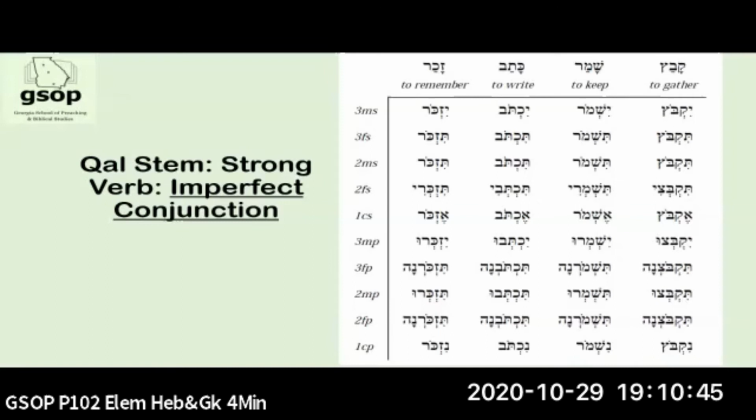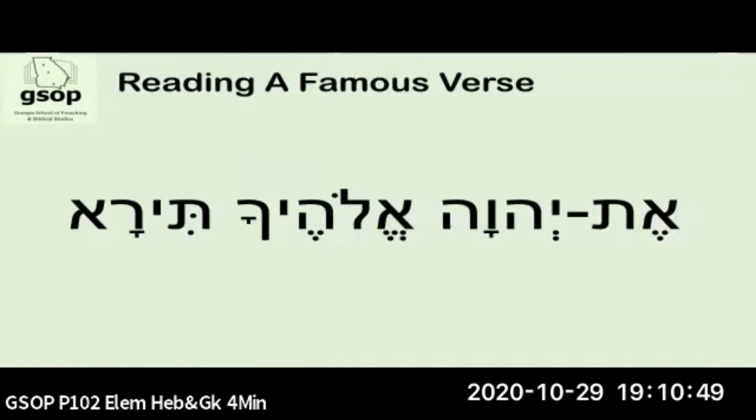Make sense? All right, let's try our famous verse. Okay, anybody recognize it? No, that was a joke. But you should recognize something. So let's start with the very first word. Very first word is et, and we've had et before. It's not a word, it's translatable.